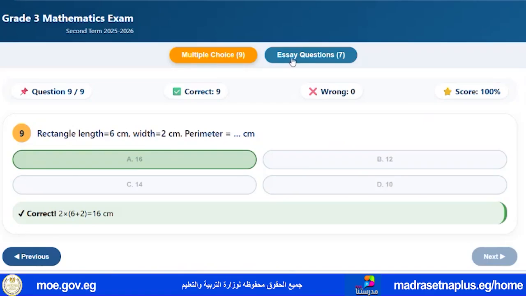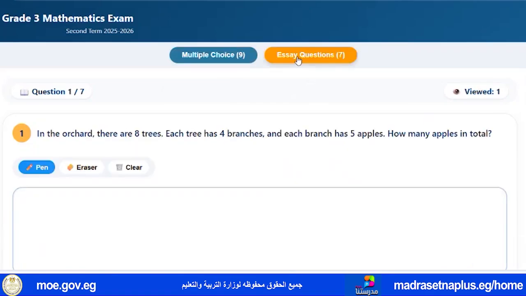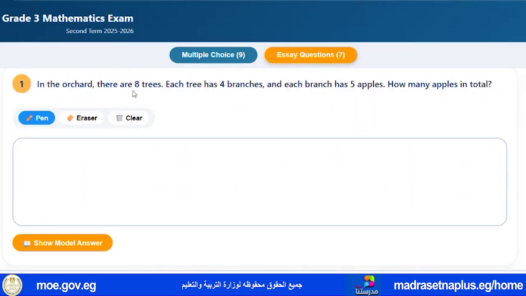Let's move to the problems. We have 7 problems. In the orchard, meaning a garden that you have at home or at school, there are 8 trees: 1, 2, 3, 4, 5, 6, 7, and 8. Each tree has 4 branches, like this one: 1, 2, 3, 4.